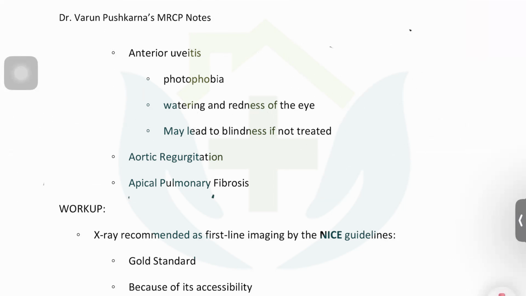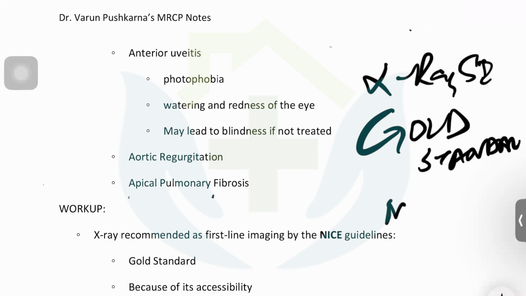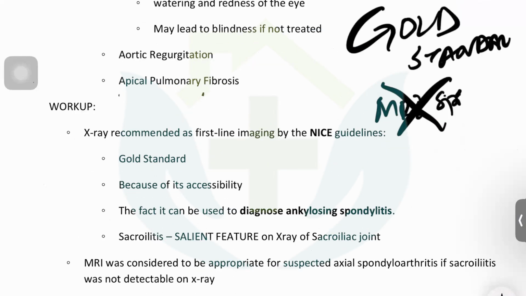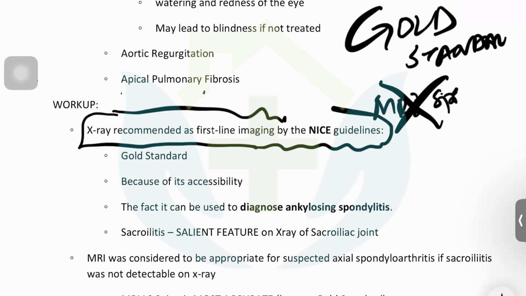So for workup, you must remember that X-ray of the SI joint is the gold standard. Don't mark MRI. Okay? MRI of the spine is not the gold standard. Although it might be the best and most accurate test, it is not the gold standard. The gold standard is X-ray. X-ray is recommended as a first-line imaging by the NICE guidelines. It is the gold standard also because of its accessibility and ease of getting it done. It can be used to diagnose ankylosing spondylitis.